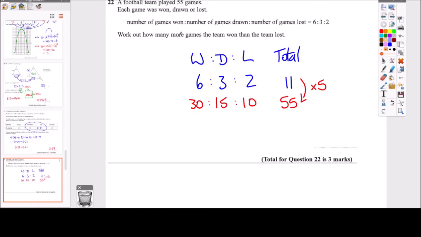Now work out how many more games the team won than lost. How many more did it win than lose? So 30 take away 10, which is 20.